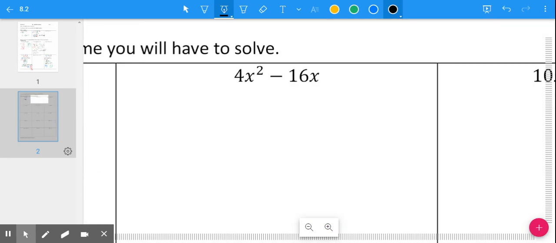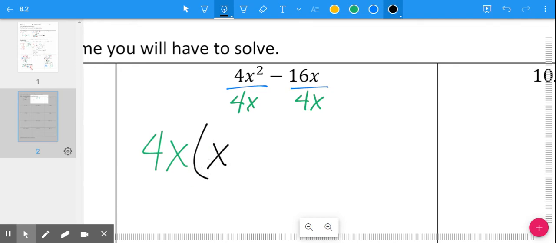So this one's the same way. We have 4x squared minus 16x. They both have an x, but the coefficients are multiples of 4. So we're going to factor out a 4 and an x from both of them because 4 goes into both 4 and 16. So we move our 4x to the outside, and 4x squared divided by 4x is just an x, and negative 16x divided by 4x is negative 4.